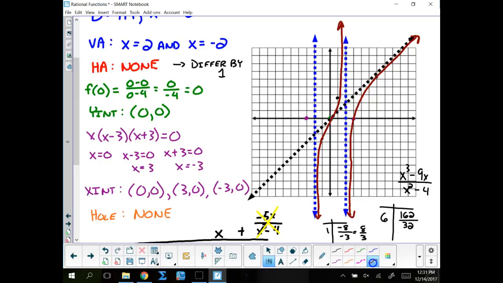In the middle, you can only have vertical asymptotes. You can't cross a vertical.